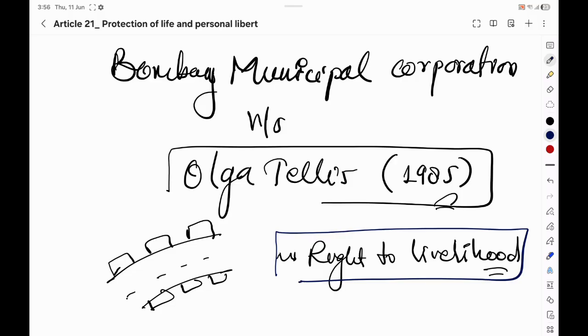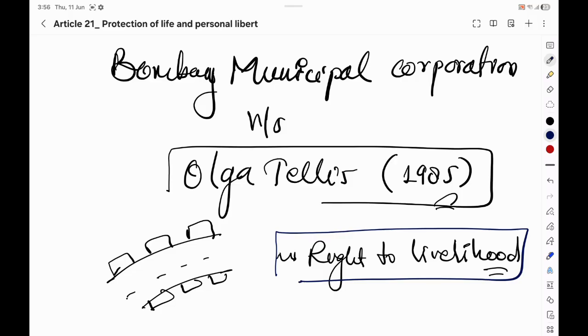These pavement dwellers migrated to Bombay in search of what? Employment, and they lived on the pavement because they could not afford houses and their homes were close to their workplaces. So eviction would deprive them of both shelter and livelihood. So the Supreme Court said that the right to livelihood is a part of what? Article 21, and it held that no person can live without the means of livelihood. Therefore, the right to livelihood is an integral part of the right to life.